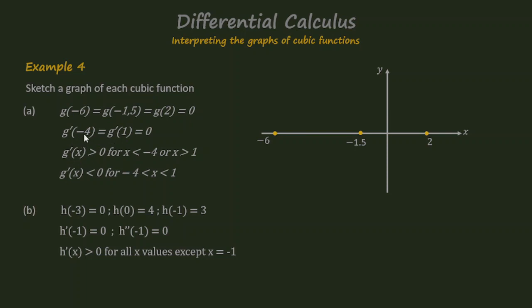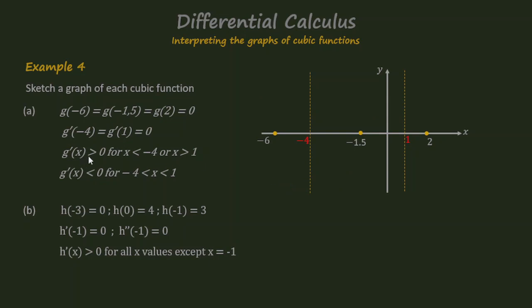Remember, when you substitute the x-coordinate of a turning point of G in its derivative, you get 0. So minus 4 and 1 will be the x-coordinates of the turning points of G. Now G could come this way or that way. It could be this way, that way, this way, or it could be this way, that way, this way.